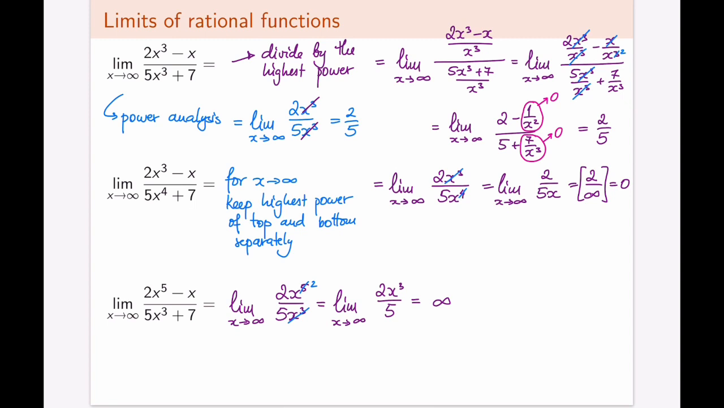Can you tell me what the general rule of thumb is for when the limit of a rational function will tend towards 0, for example? Or what happened here that made this limit tend towards infinity? Think about that for a second, and then let's discuss.